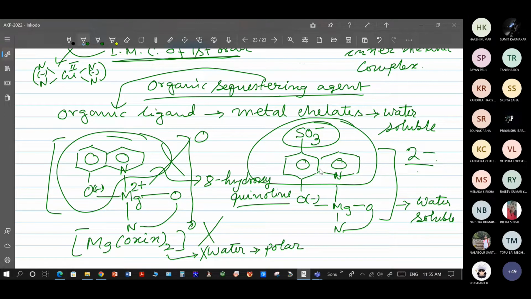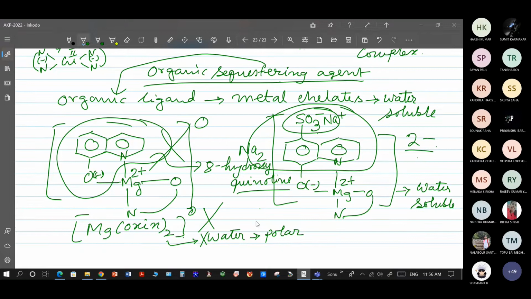But if you put a substitution like SO3 minus here, just para position to this hydroxo group, then that compound whatever has been formed will be soluble in water because it carries ultimately 2 negative charges. So obviously this will be a salt form. Let us say Na plus is there, so ultimately this compound with Na2 is there. So that is a polar compound and it will be soluble in water. So 5-sulfonato-8-hydroxyquinoline will be said an organic sequestering agent, but not the 8-hydroxyquinoline. So this is the thing you have to remember.